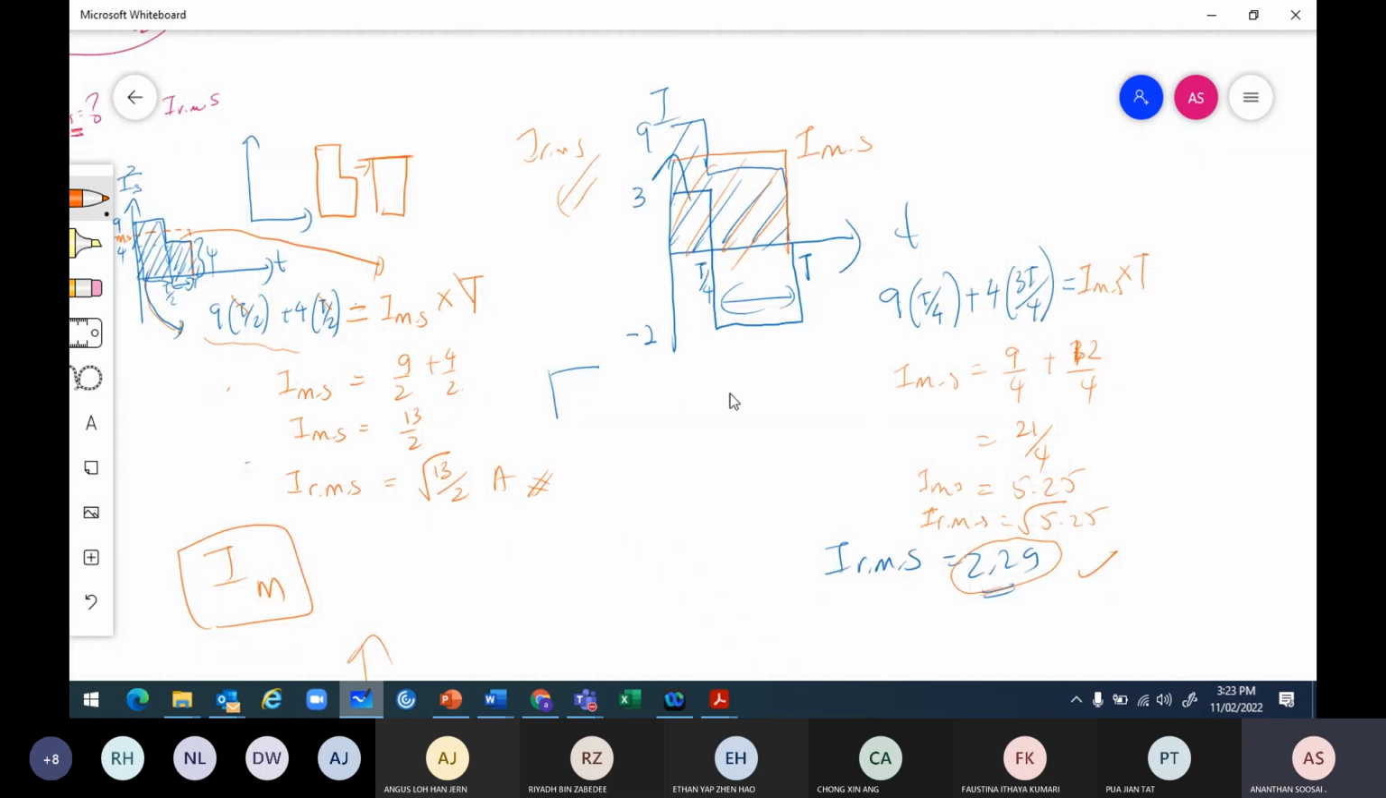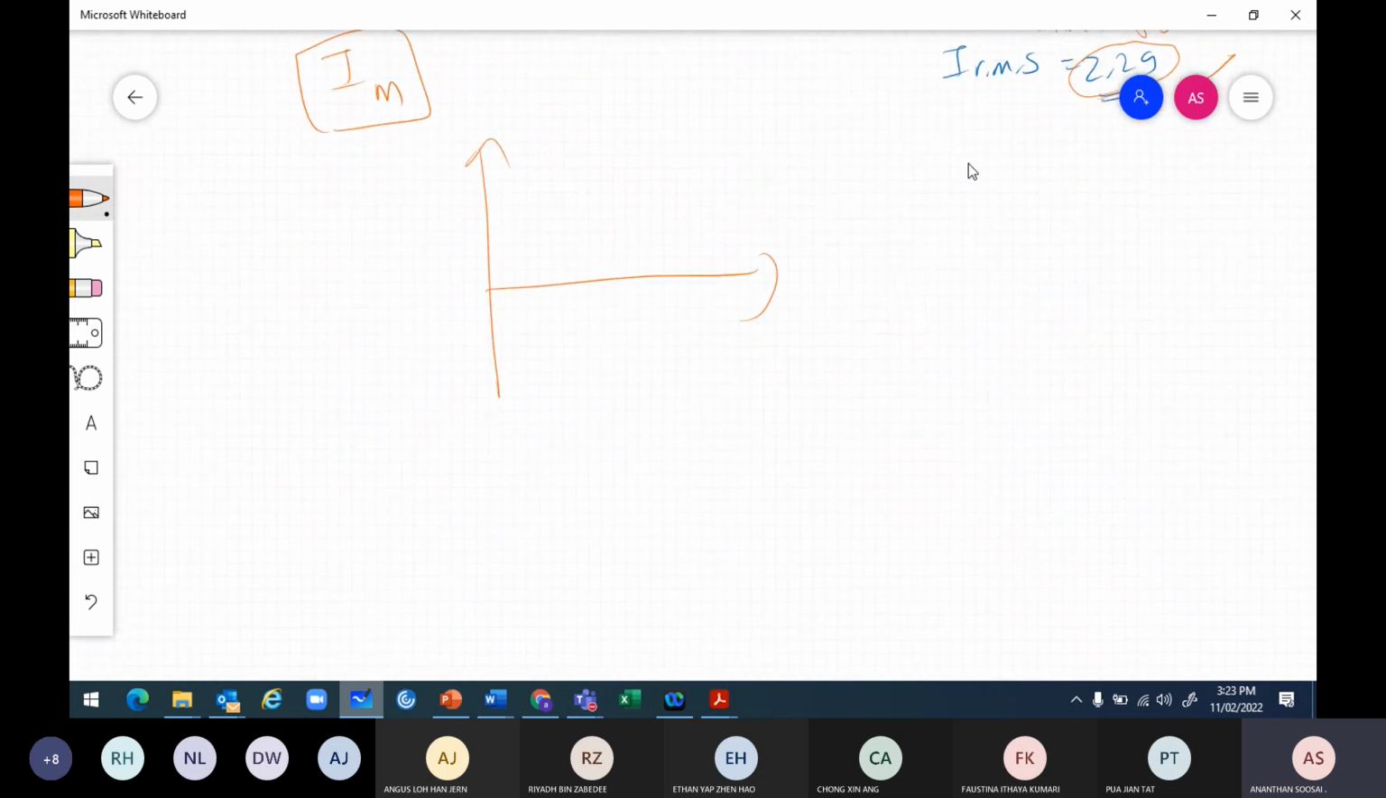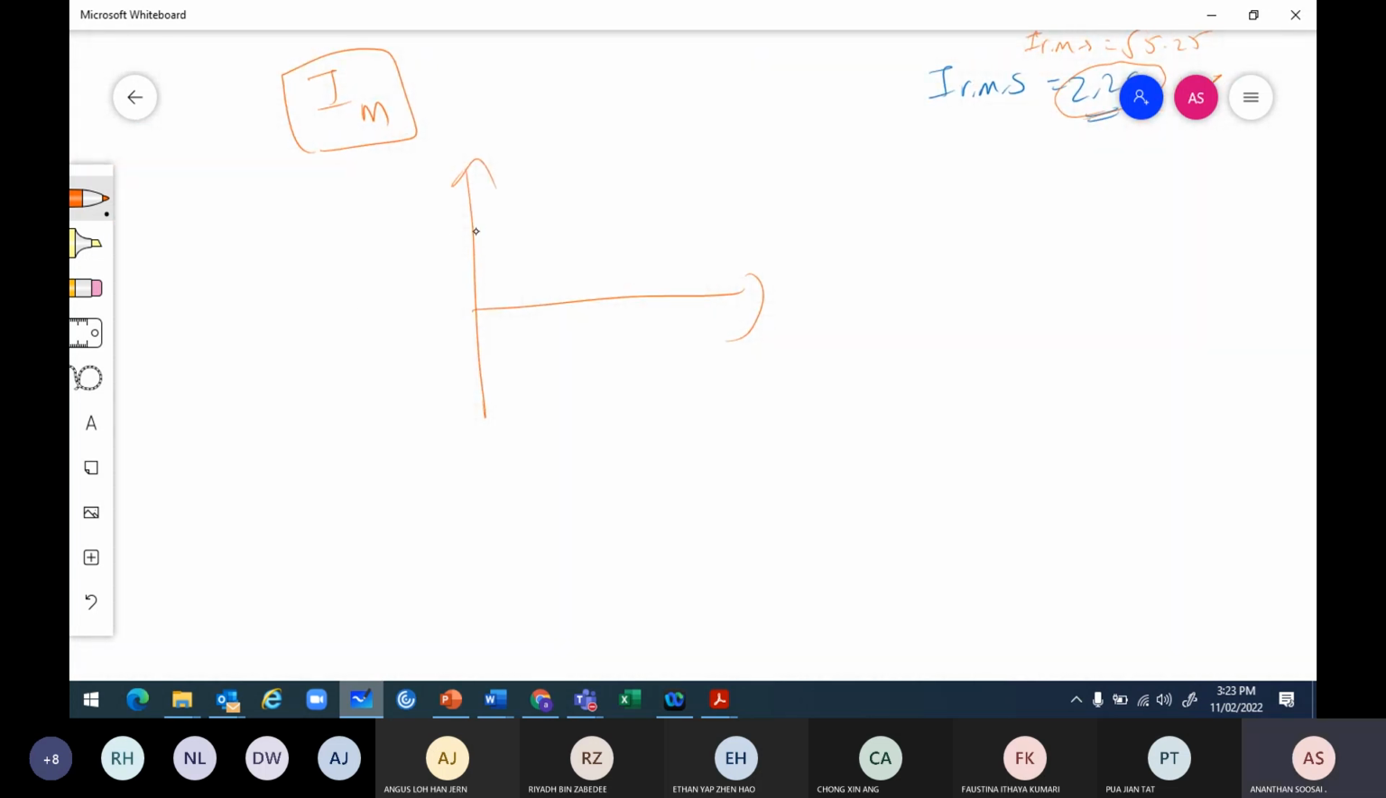You got 3 and negative 2, right? 3 and negative 2. First is 3, then you got negative 2. 3, negative 2, alternating current. This is T over 4. This is T.